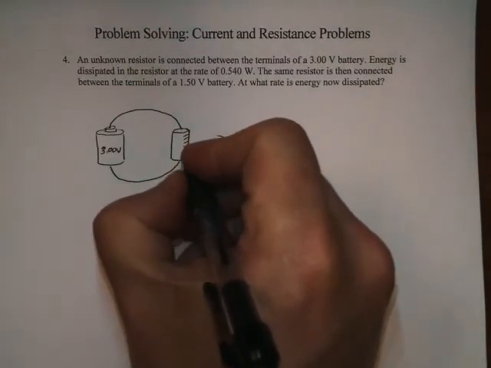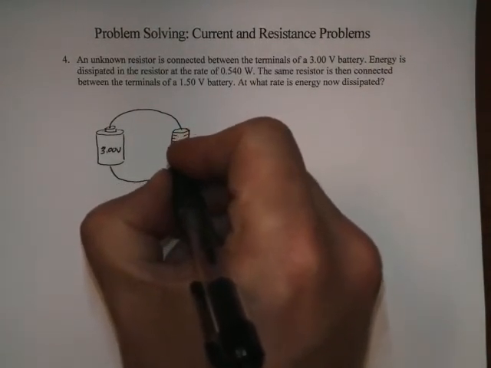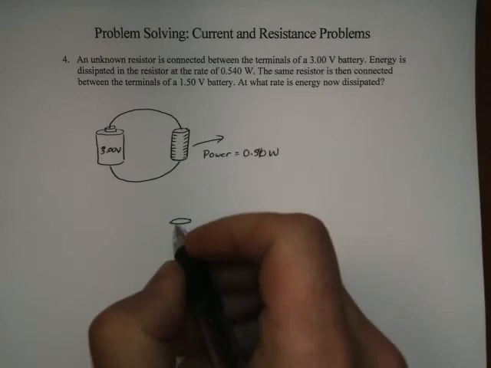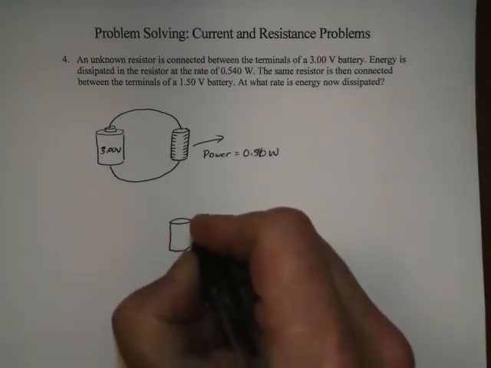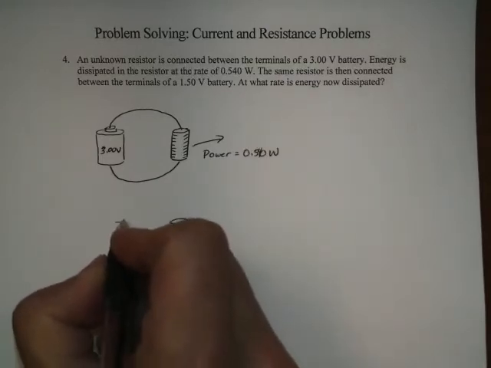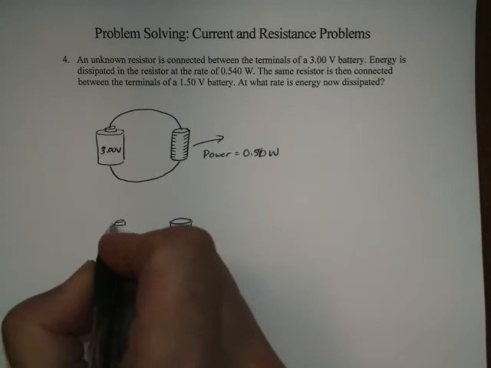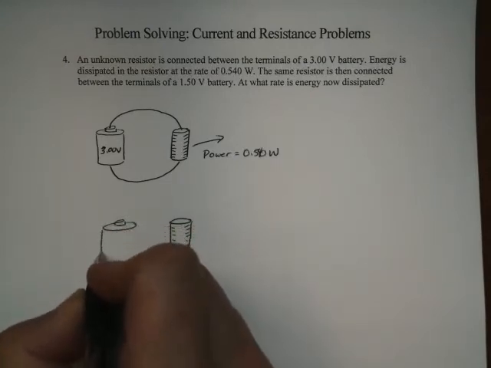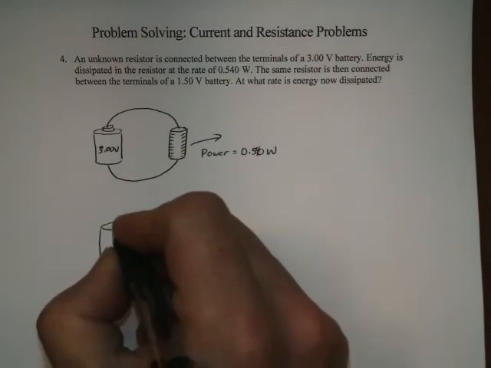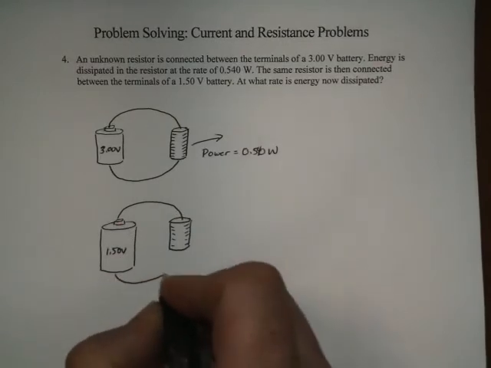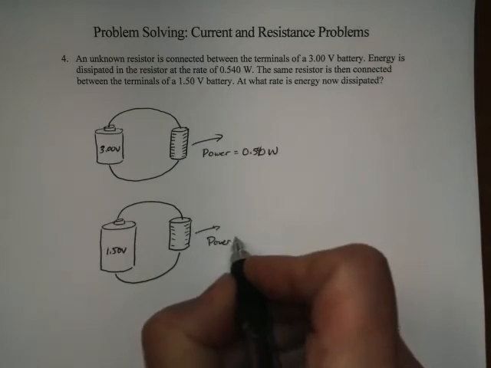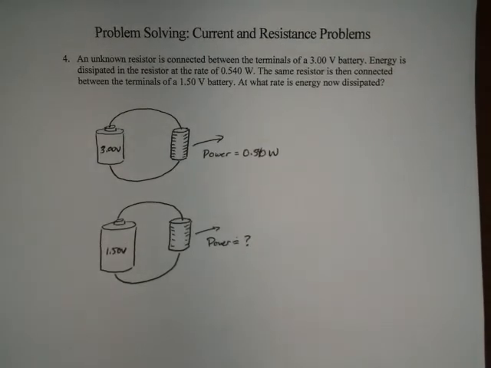All right, new situation, take that same resistor. Because resistance depends on resistivity, length, and cross-sectional area, if I don't change anything about that and I have the exact same resistor, I don't change the resistance in any way. So take that same resistor, now hook it to a different battery. This battery only has a potential difference of 1.5 volts. And so the question is, how much power is being dissipated in this new situation?